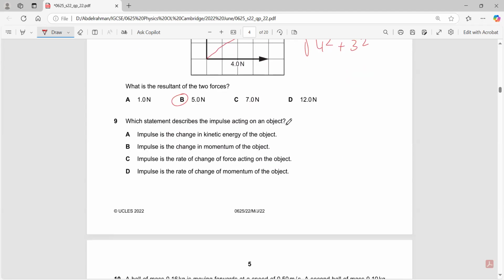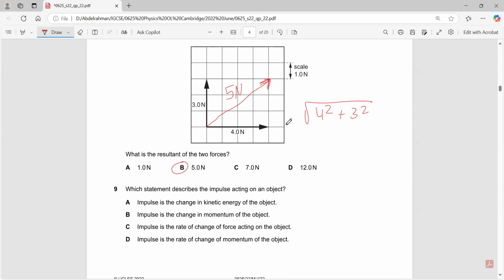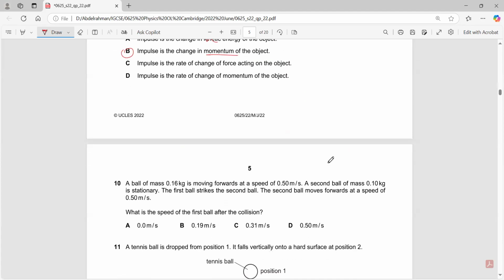Question 9. Which statement describes the impulse acting on an object? The impulse is what? Is it the change in kinetic energy? No, it's the change in the momentum. Is it the rate of change of force acting on the object? No, it's the change of momentum. Impulse is the change of the momentum of the object.